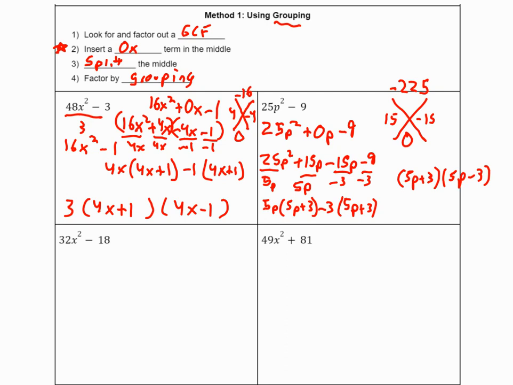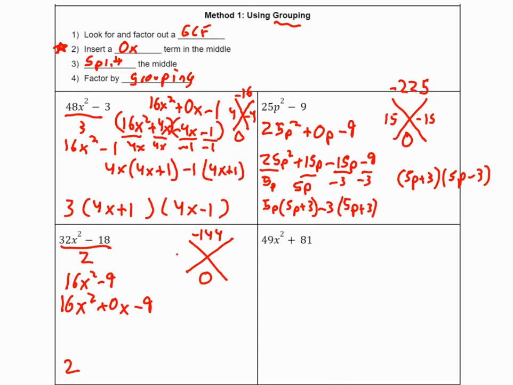Okay, let's look at these last two on this page. 32x squared minus 18. Okay, 32x squared and 18, those are both divisible by 2. When I divide those by 2, I get 16x squared minus 9. All perfect squares here. Put my 0 in the middle. Go to my x. 16 times negative 9 is negative 144. 0 on the bottom. Two numbers that multiply to negative 144 and add to 0 are 12 and negative 12.